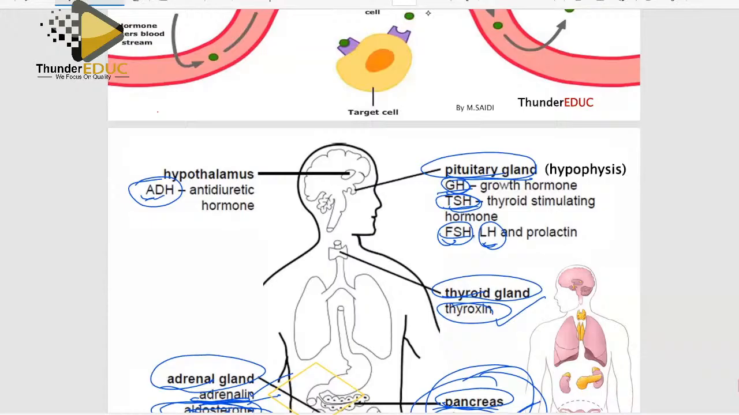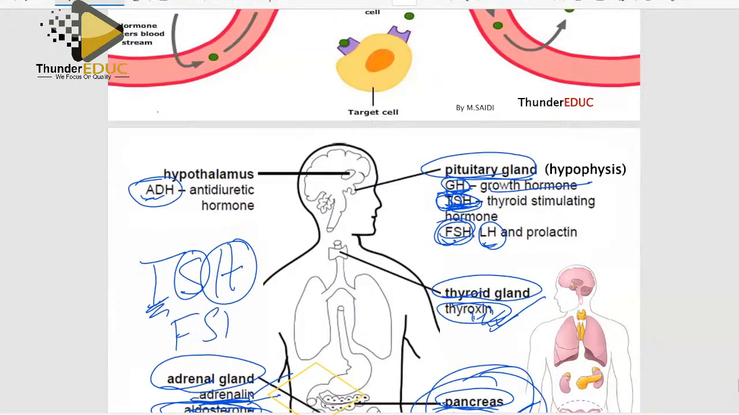Lastly, is the thyroid gland. Growth hormone is obvious. It's responsible for growth. Thyroid stimulating hormone is also obvious. It stimulates the thyroid gland. You see, thyroid stimulating hormone, a hormone which stimulates the thyroid gland to produce what? To produce thyroxine. You see, it's obvious also.